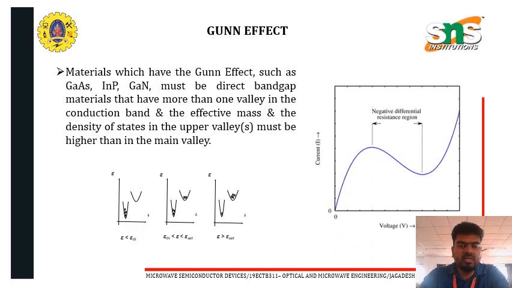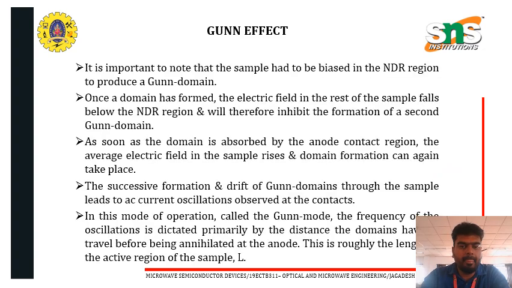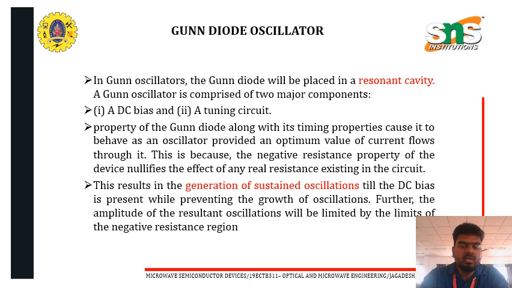Materials in which the Gunn effect occurs, such as gallium arsenide, indium phosphide, and gallium nitride, must be direct band gap materials that have more than one valley in the conduction band, and the effective mass and the density of states in the upper valley must be higher than in the main valley. It is important to note the sample has to be biased in the NDR region to produce the Gunn domain. The successive formation and drift of Gunn domains through the sample leads to AC current oscillation observed at the contacts.